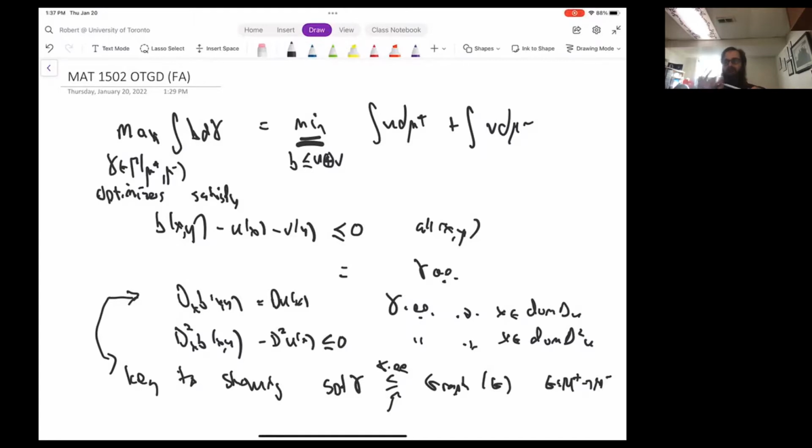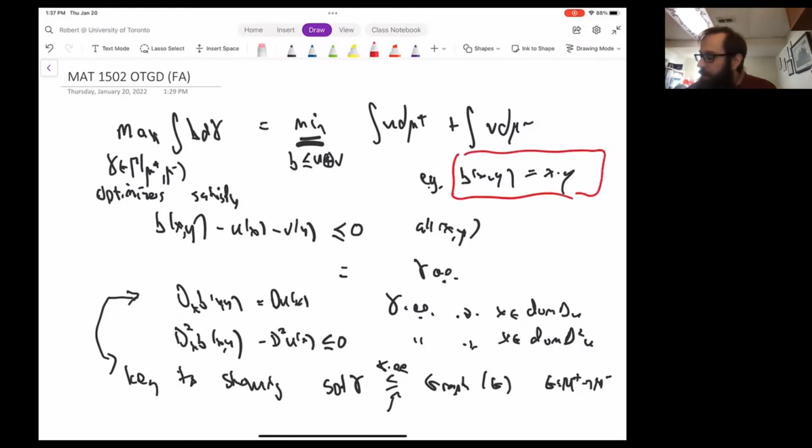where Monge was forcing the strategies to be non-random, non-probabilistic. And we saw that we looked at this particular example when B of x,y was the inner product of x and y. Then maybe I should do this in a different color. So for this particular example, with M plus and minus equal to R^n, then D_x B(x,y) in that example was y.